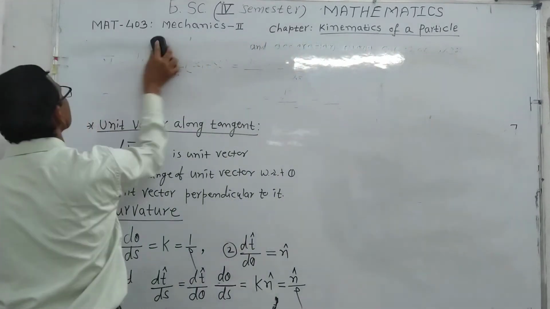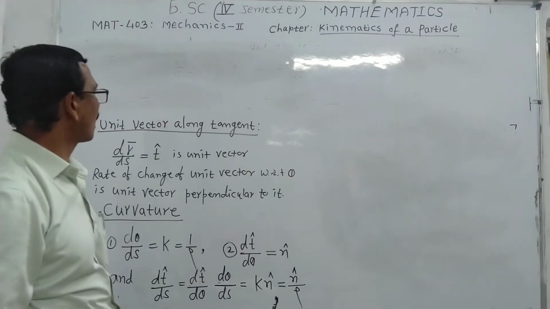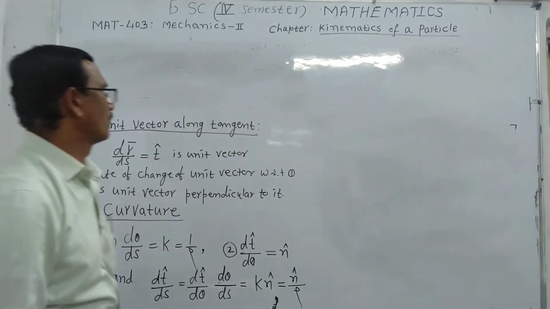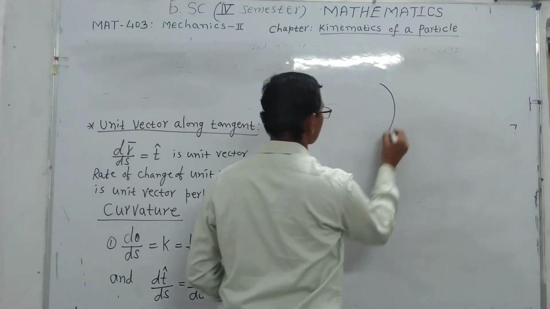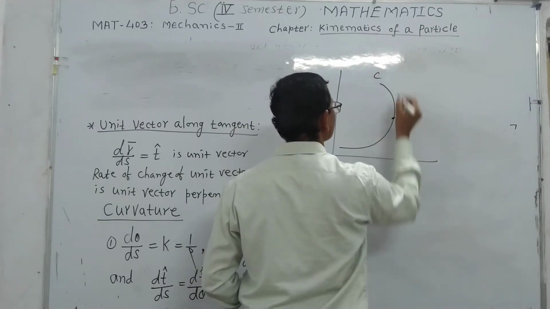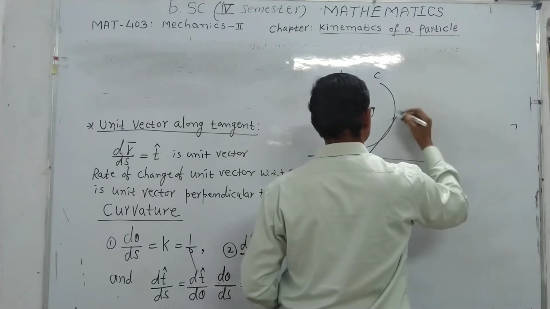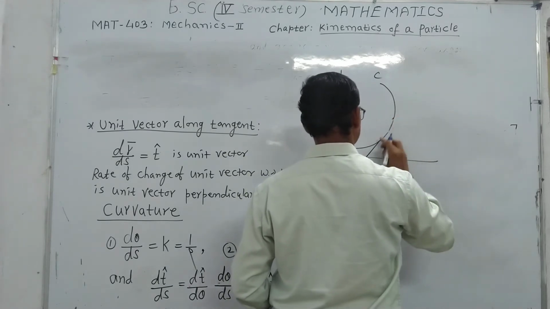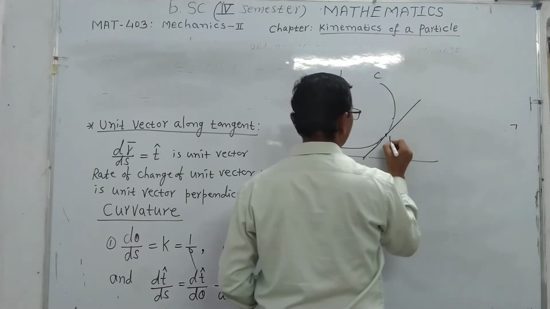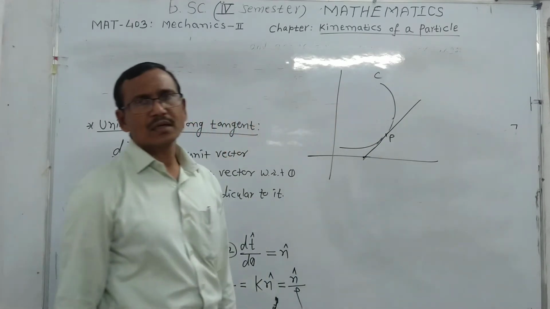Now we shall see the unit vector along the tangent. Suppose this is a curve C, and this is a point P, and we shall consider the tangent at point P to the curve.